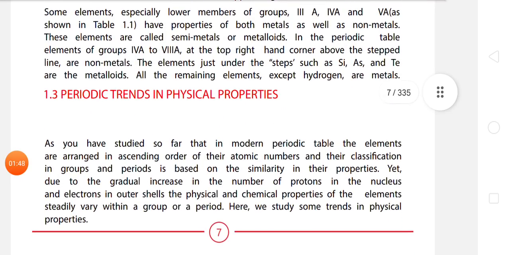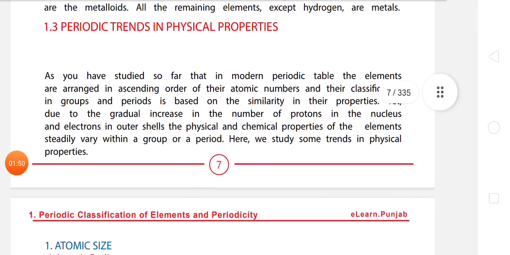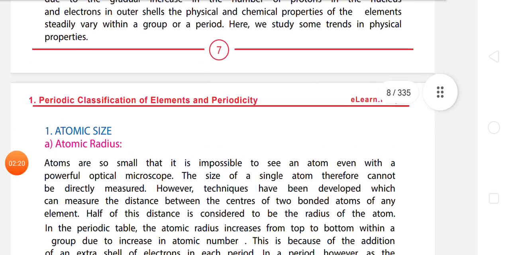The periodic trends in the physical properties. As we have studied so far, in the periodic table the elements are arranged in ascending order of their atomic numbers and their classification in the group and period is based on the similarity in their properties. Yet due to the gradual increase in the number of protons in the nucleus and electrons in the outer shell, the physical and chemical properties of the elements steadily vary within a group or a period. Here we study some trends in physical properties.